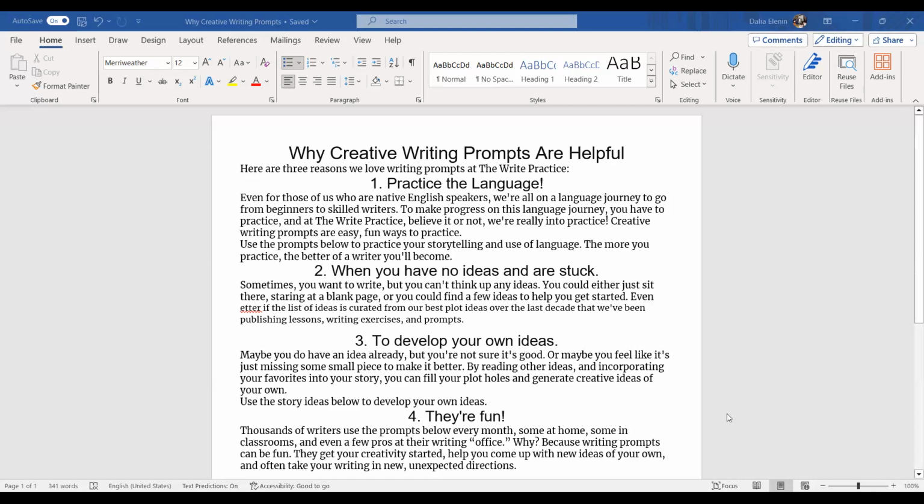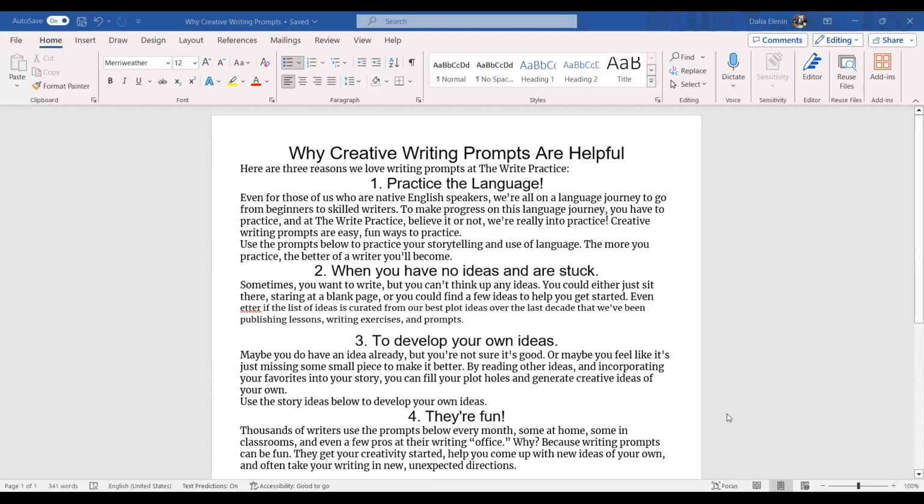What is the message? All of these points, I want you please to take care of in any novel you are reading, in any short story, in any play, and this is the way you need to answer when you are answering your questions. So practice the language. Even for those of us who are native English speakers, we are all on a language journey to go from beginners to skilled writers.